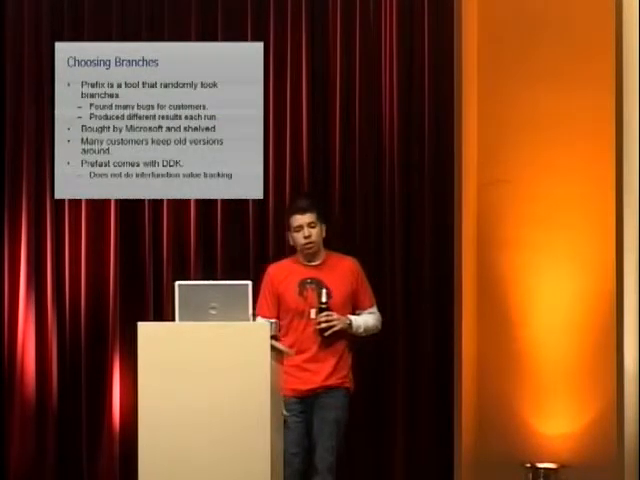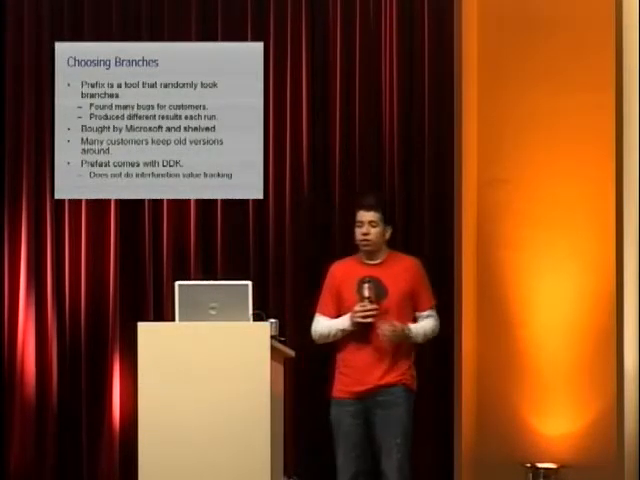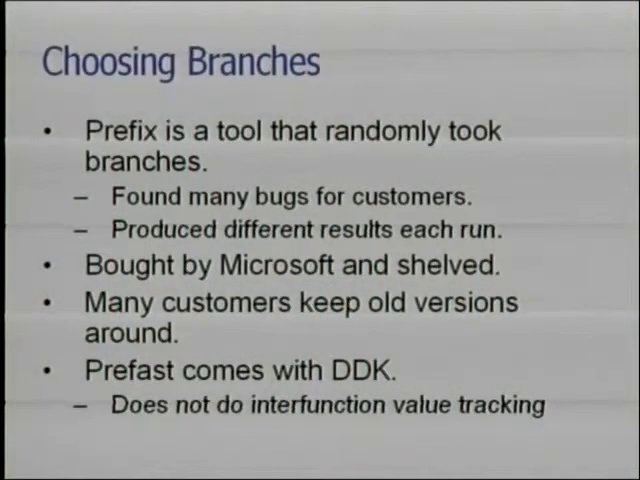Another way to choose branches, there was a tool called Prefix, and it randomly took branches. Microsoft bought this tool, I think around maybe 2000, if I'm not mistaken. It was bought by Microsoft and it was shelved. Lots of people still run this tool because you can't get it anymore. They're not releasing it, and basically it just picks random branches and goes through. There's some problems with it in that you're not going to duplicate your results, right? You're going to run it through, and maybe you'll find something. You run it through the next day, and it's not going to find it, or find something completely different.